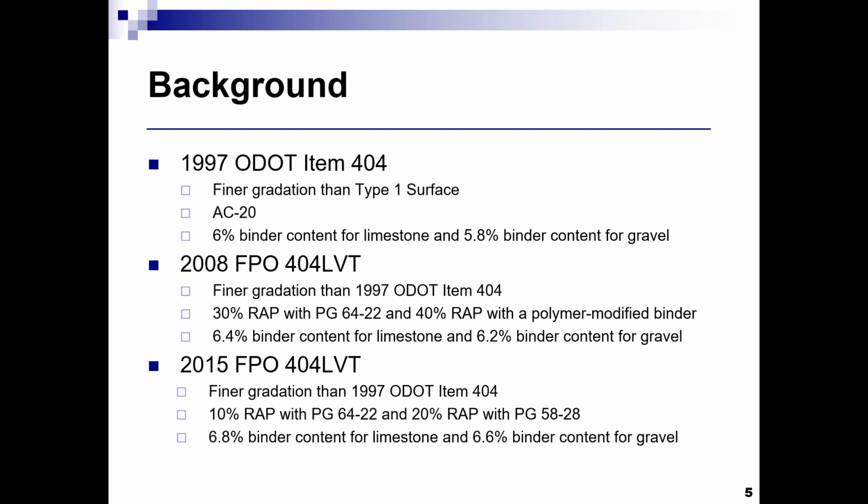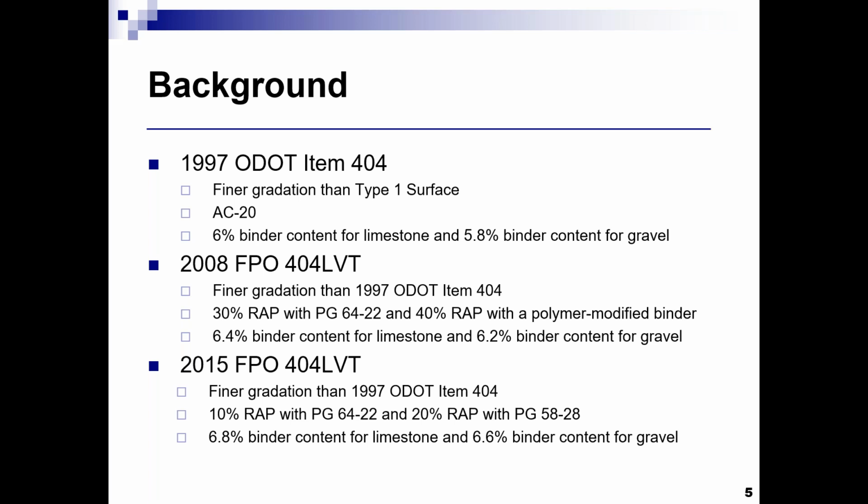So item 404 or 404 LVT mixes, these are basically asphalt mixes. It's a recipe mix that was developed by Flexible Pavements of Ohio based on an ODOT mix that is called item 404. This mix, the last time it was used in the ODOT specification was in 1997, and it was removed from the 2002 construction and material specification book.